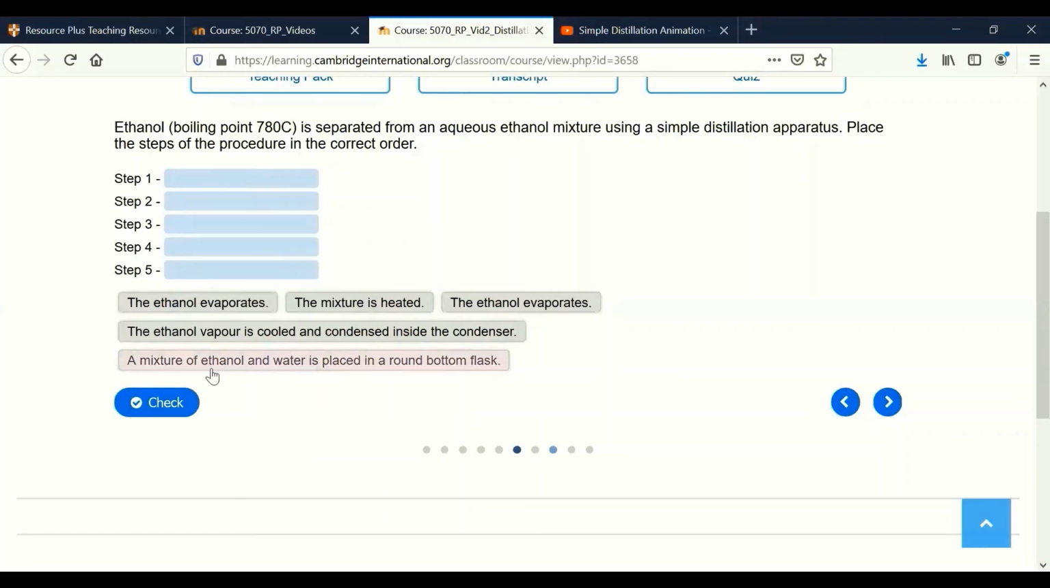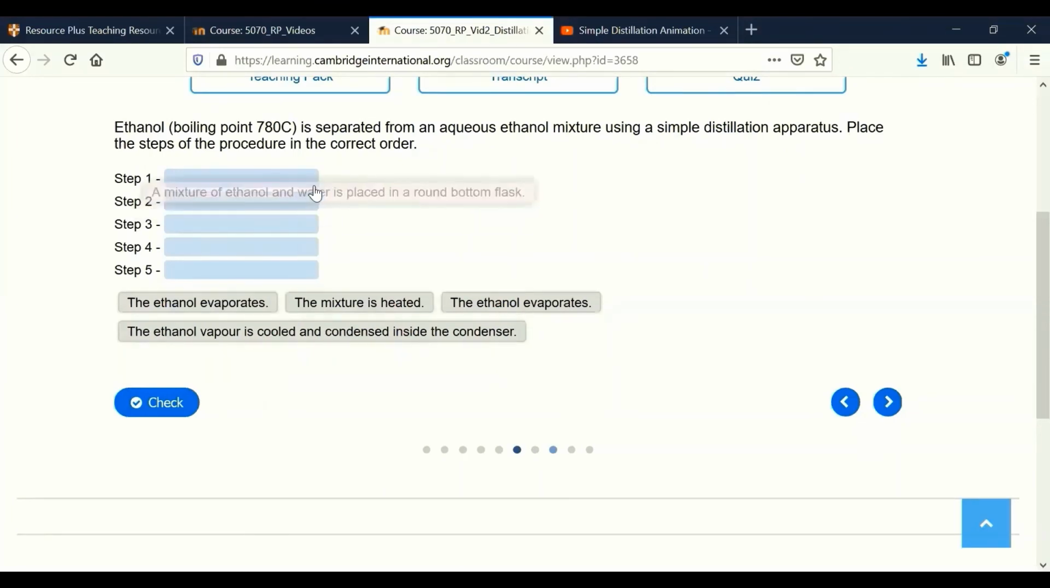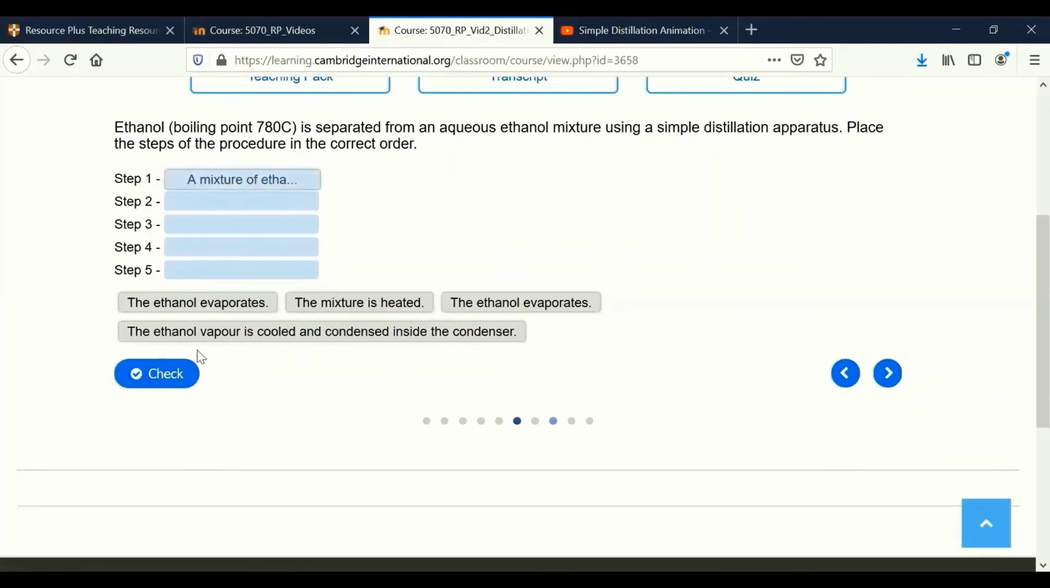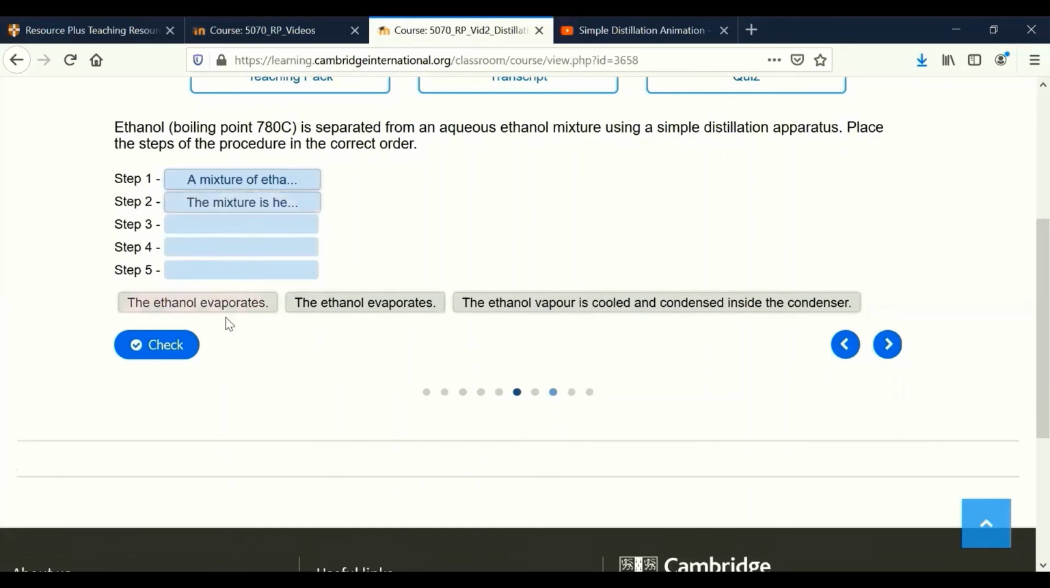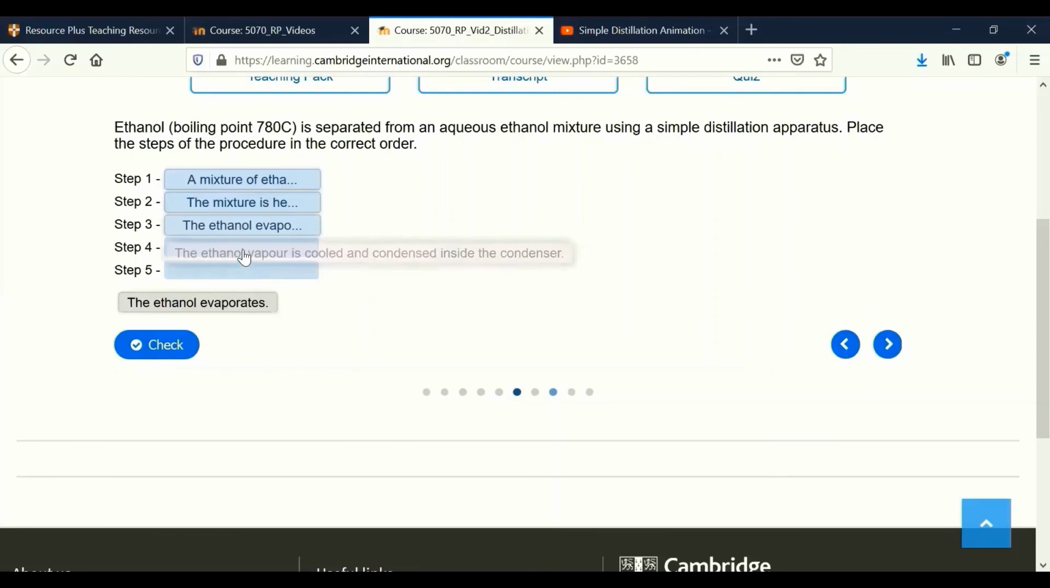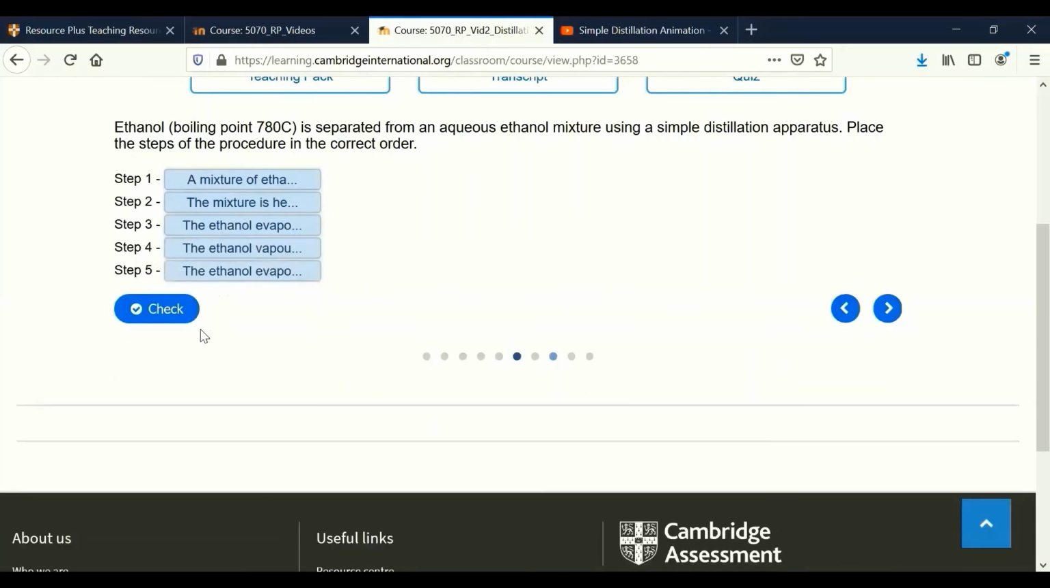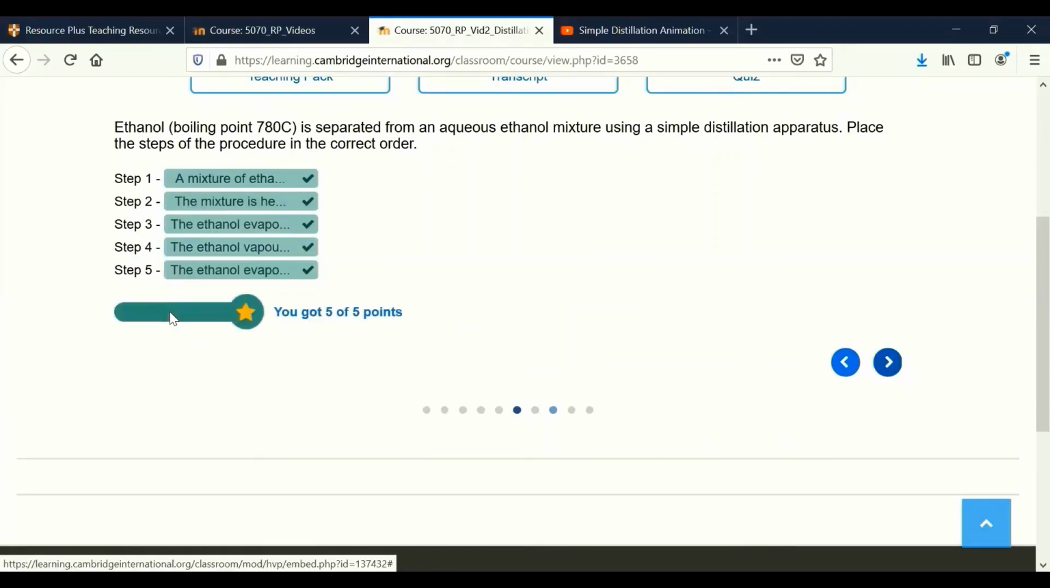Number 1. A mixture of ethanol and water is placed in a round bottom flask. The ethanol vapor is cooled and condensed. Can this be an option? No. Once the mixture is added, the mixture is heated. The mixture starts heating, then it gives rise to evaporation. Vapors will be produced. When the vapors cool down, they condense. Let's see whether our answers are right or wrong. So these are the correct answers.